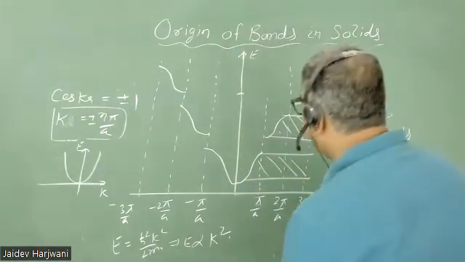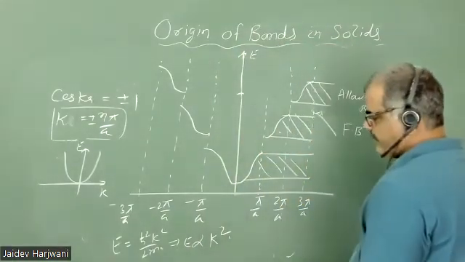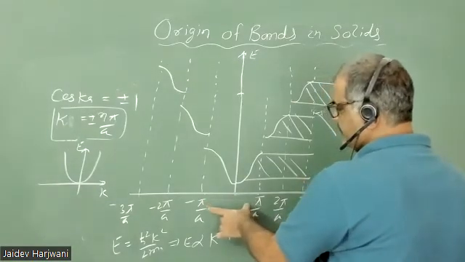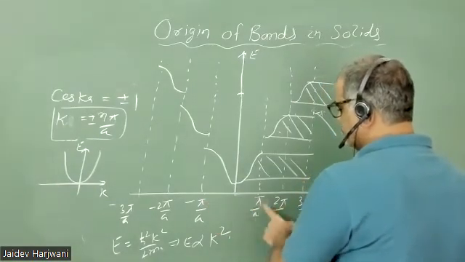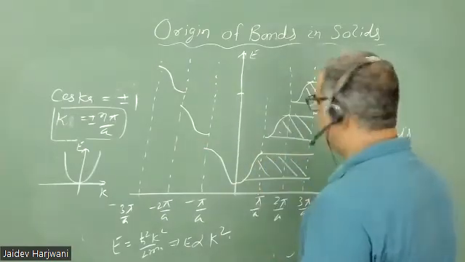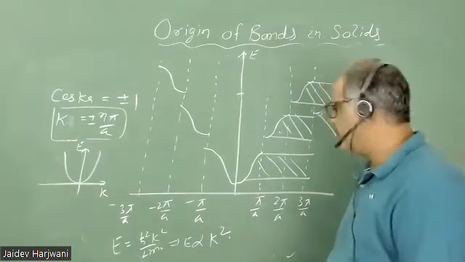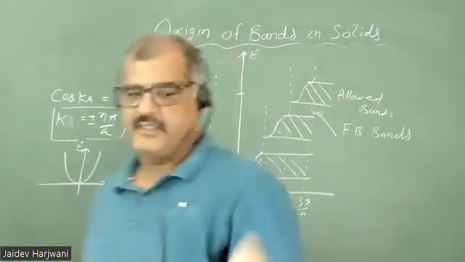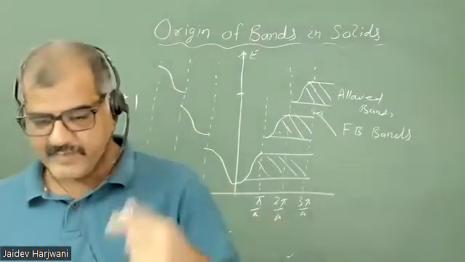And when you have a periodic potential, then k is discrete. You can see your k is discrete, and this is the EK diagram for an electron in a periodic potential. So this is suggesting the allowed k values.